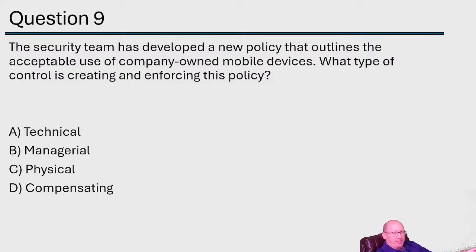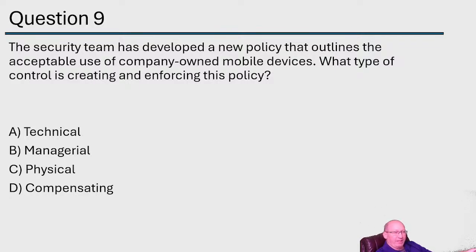The security team has developed a new policy that outlines the acceptable use of company-owned mobile devices. Sounds like an acceptable use policy, an AUP. What type of control is creating and enforcing this policy? Let's start with a technical control. Possibly, we are creating a new policy. Maybe a technical control. Maybe.